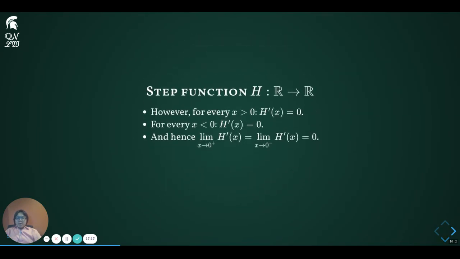Notice, however, that for every positive x, we have that the derivative of h is 0. And similarly, for every negative x, we also have that the derivative of h is 0. And hence, if we take the limit of the function h prime of x, either approaching 0 from above or from below, we will find that the limit is always equal to 0.